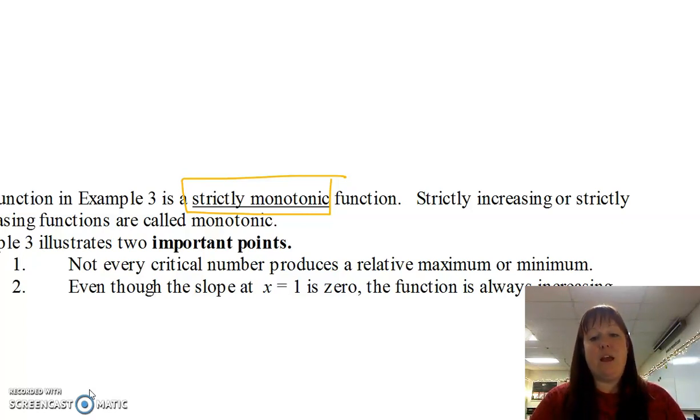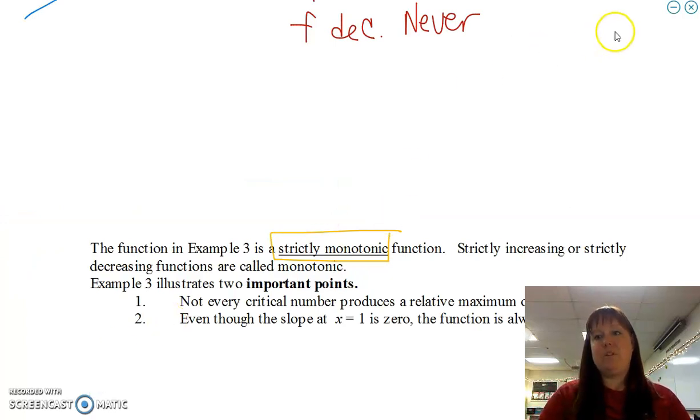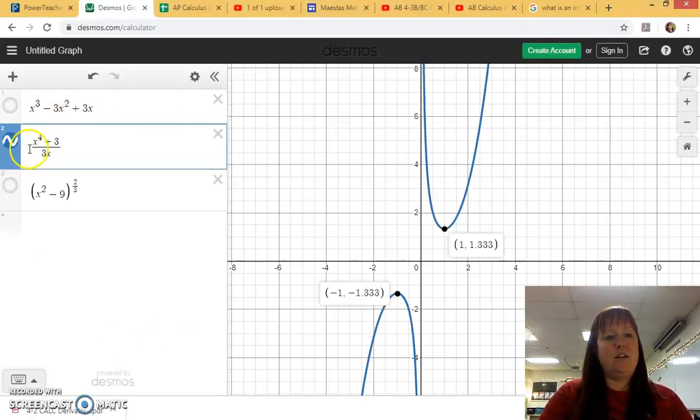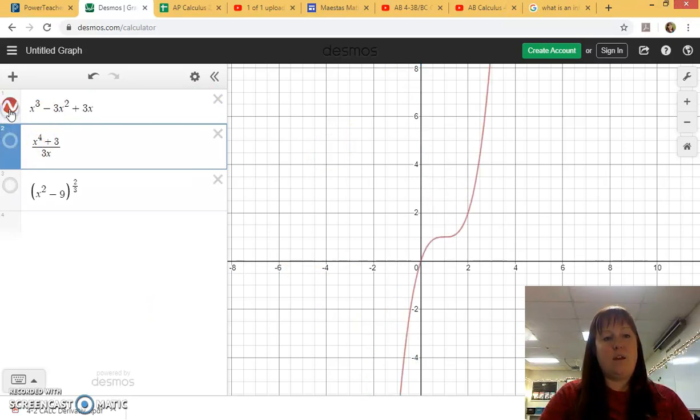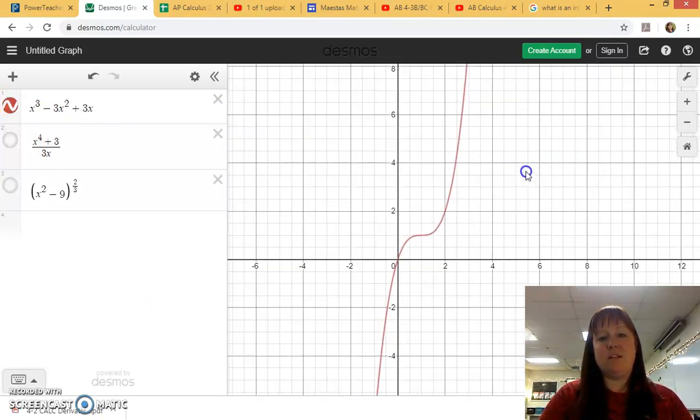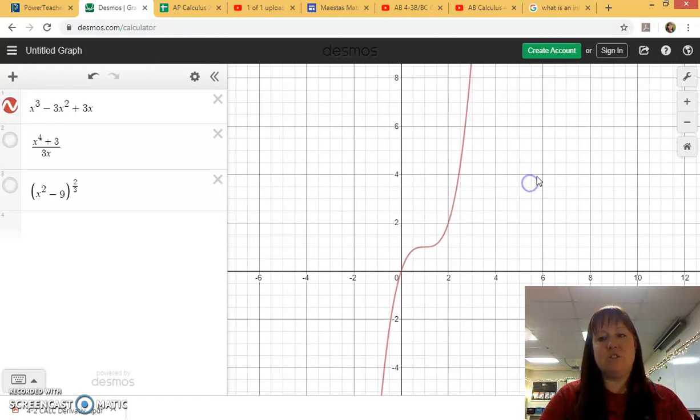And you know what? Let's just look at this function. Let me just show you what this function looks like. It's this one here. Okay, because you're like, what? How can it be doing this? All right, this is how it can be doing this. Do you see here? It's increasing, increasing, increasing, and then it flattens out for just a minute. That's where our derivative is equal to 0, right there.